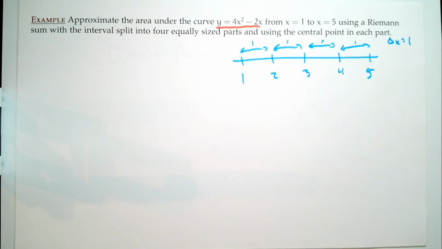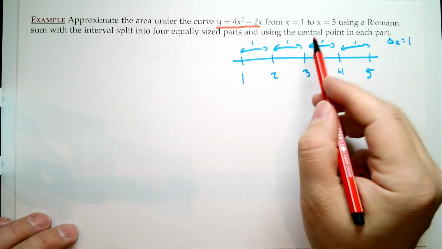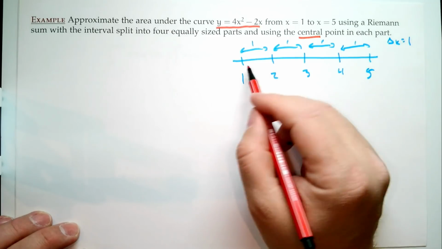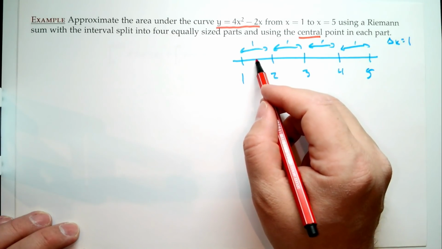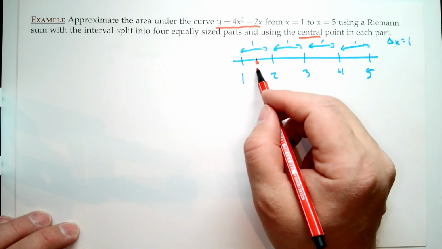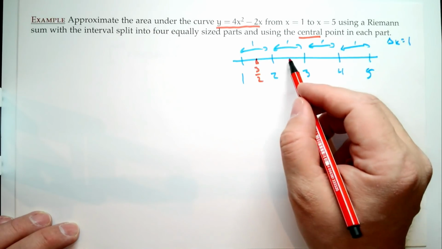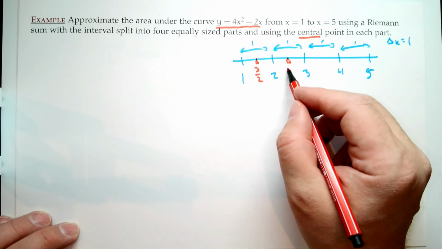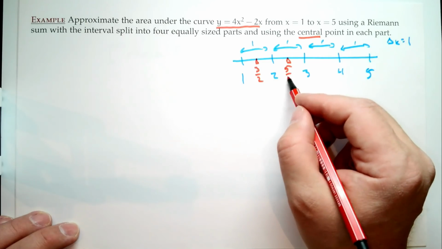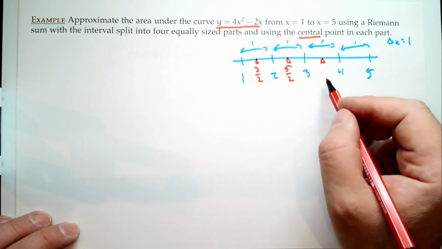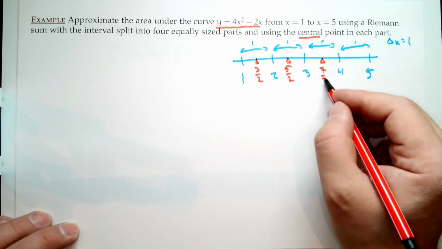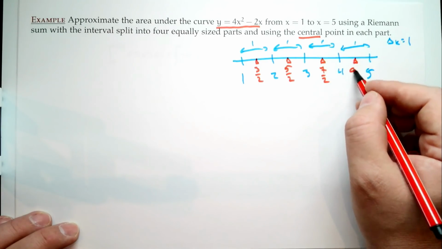Now we need to know where we're evaluating, because for each interval we have to pick a point. We have a lot of freedom, and oftentimes we're told which point to pick: a left point, a right point, a middle point, or maybe where the function is large or where the function is small. So in this case we're told the central point. What's halfway between 1 and 2? 1.5, also known as 3 halves. Halfway between 2 and 3? 2.5, also known as 5 halves. Between 3 and 4? 7 halves. Between 4 and 5? 9/2.